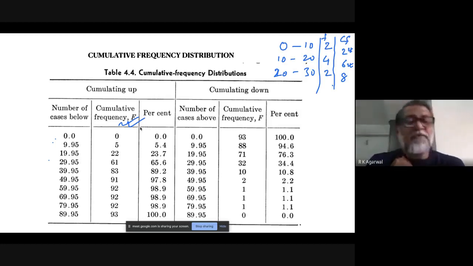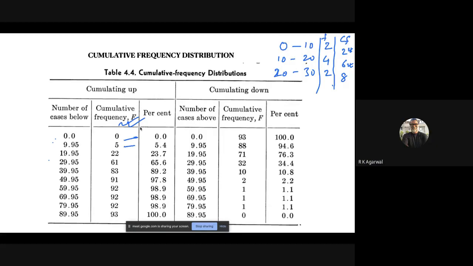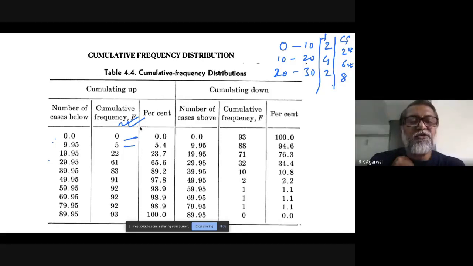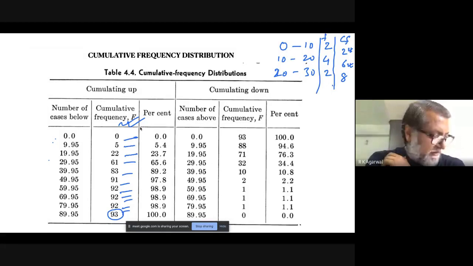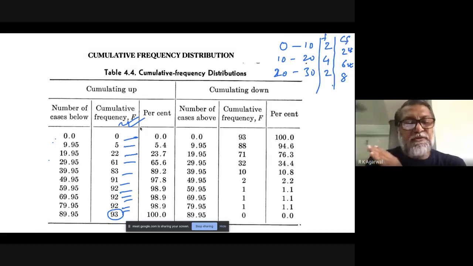What is the total number of cases under 0? None. What is the total number of cases under 10? 5. What is the total number of cases under 20? 22, and so on. Now, the last value is 93, which is always equal to the total frequencies. What does this 93 mean? That all 93 values are under 90.